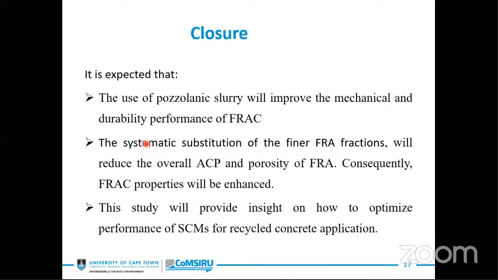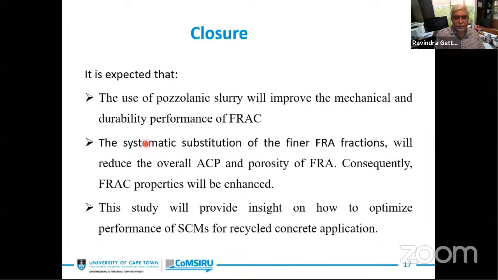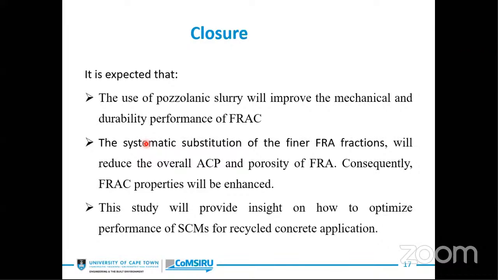Also, the systematic substitution of the fine FRA fractions will reduce the overall ACP content and, of course, the porosity of fine recycled aggregate. Consequently, we expect this to substantially enhance the concrete properties. Now, these studies will also provide insight on how to optimize the performance of SCMs for recycled concrete application. And on this note, I want to say thank you.